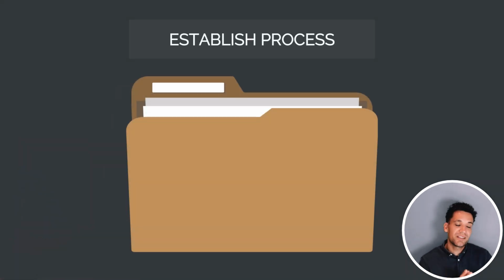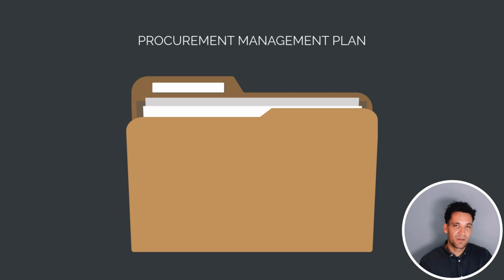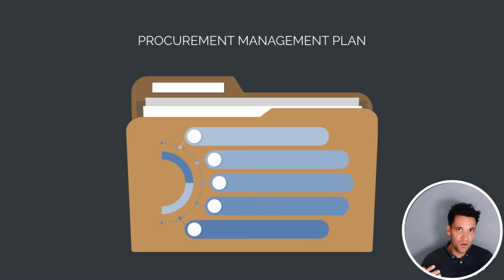So first off, we want to establish the procurement process. The procurement process is captured in a document called a procurement management plan. A procurement management plan can be an informal thing on a small project, but on larger projects, you'll always have some sort of procurement management plan. The procurement management plan defines how we're going to manage procurement on the project. So it's talking about defining the process.